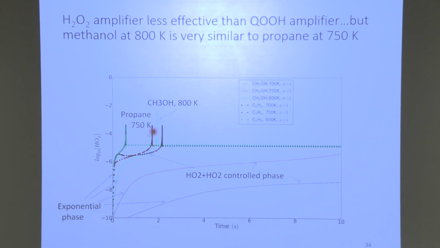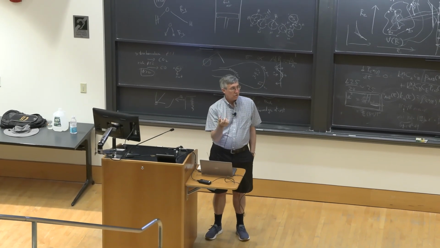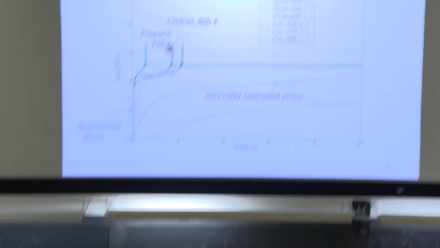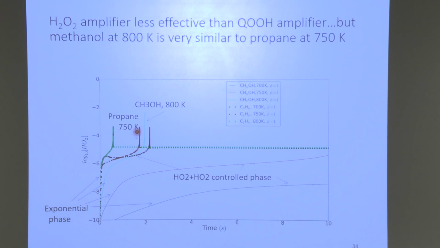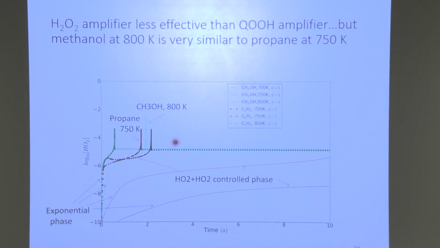So changing the fuel, going from propane to methanol, is a pretty big change in the fuel. It does change things, but it's only 50 Kelvin. So it depends what you care about, and whether a 50 Kelvin change in the ignition delay matters to you or not. But it would definitely be a different octane number for sure.